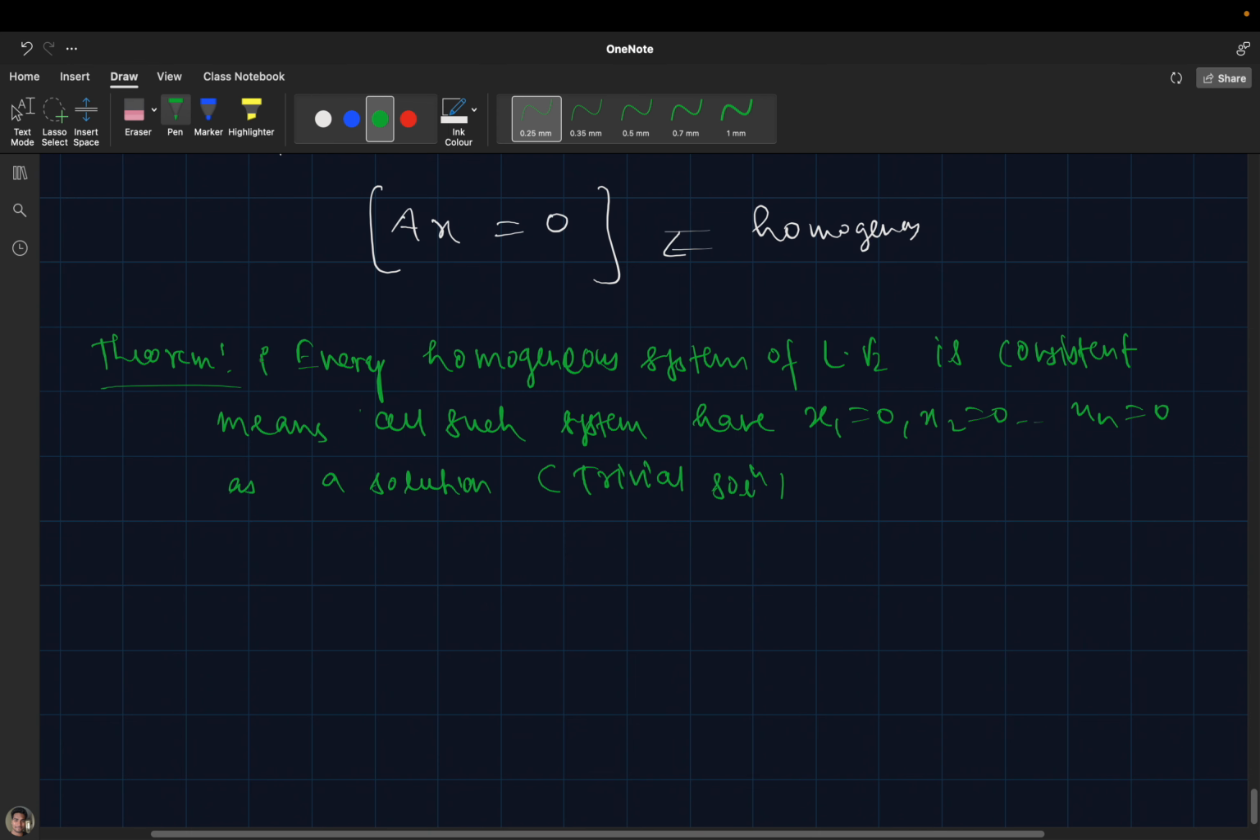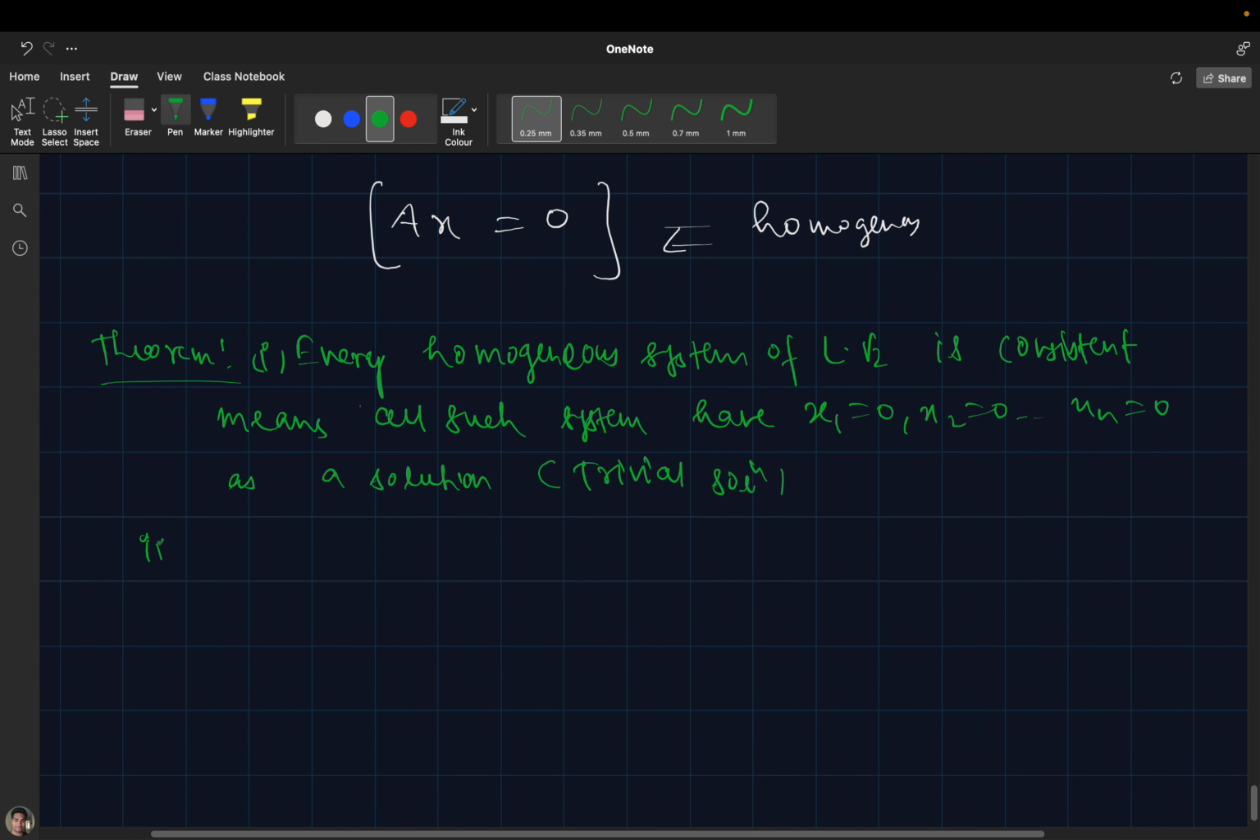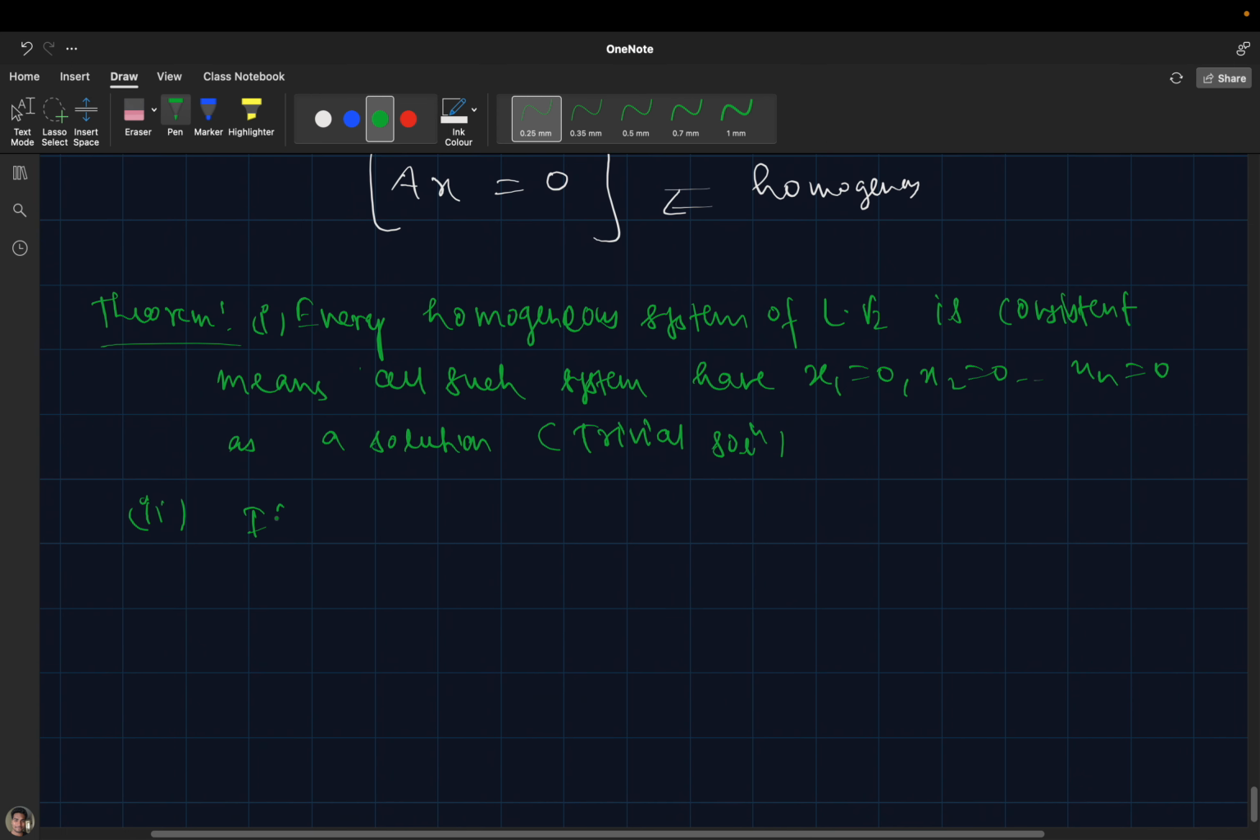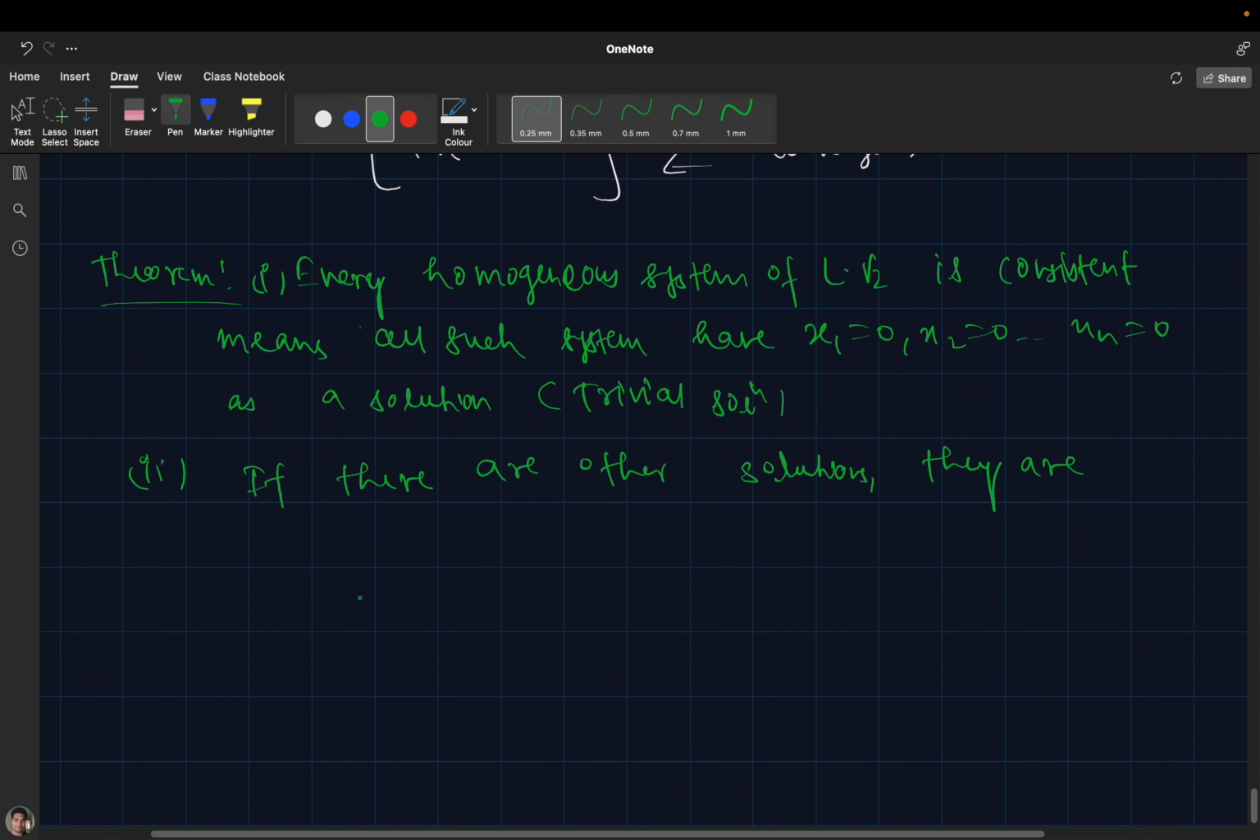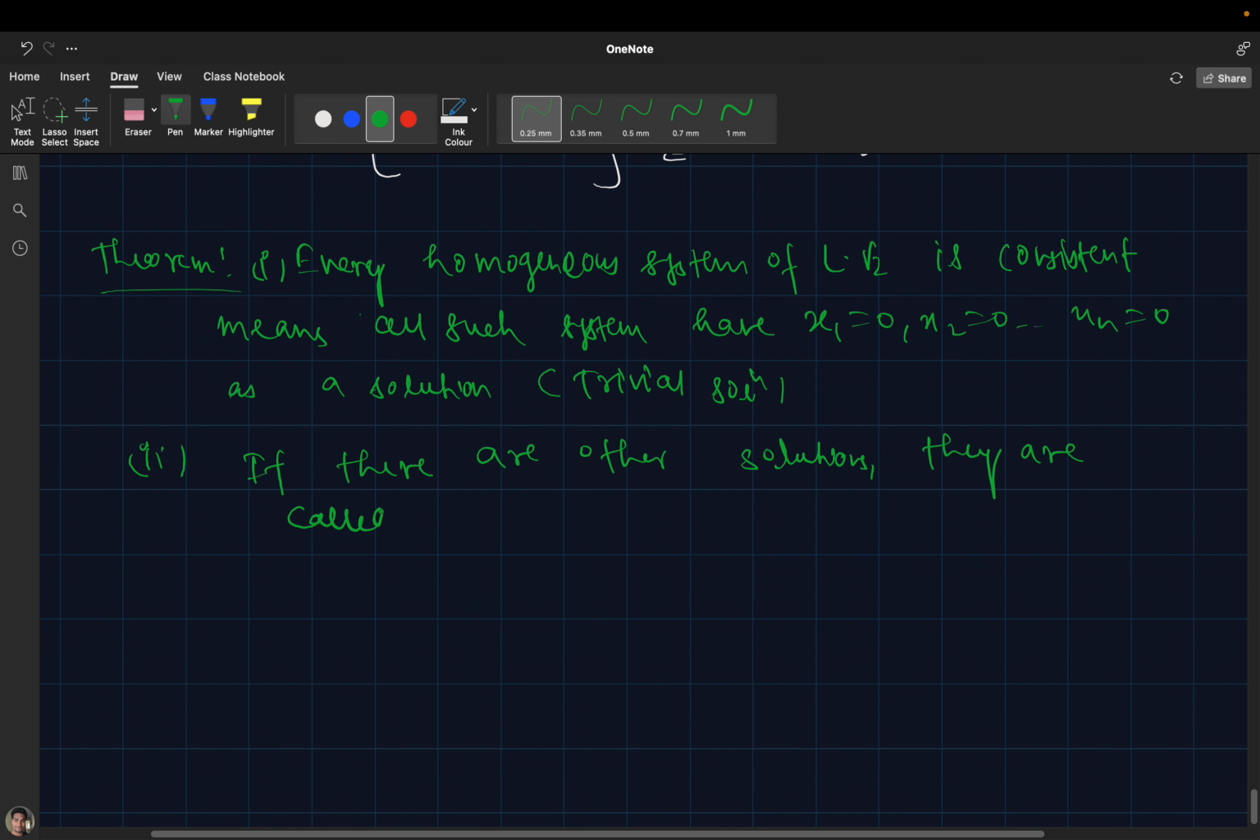Okay, this is number 1. And the second part: if there are other solutions, they are called non-trivial.